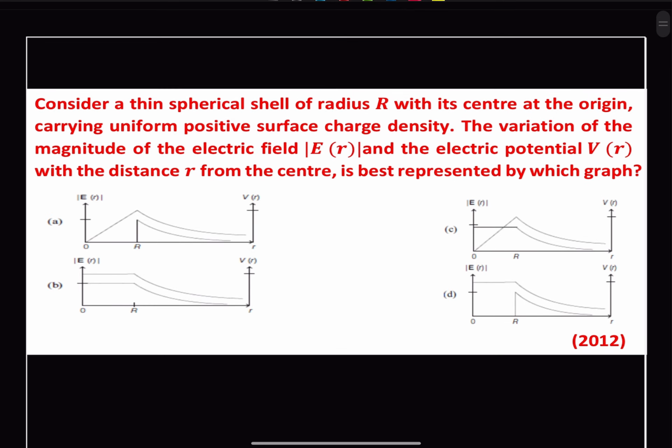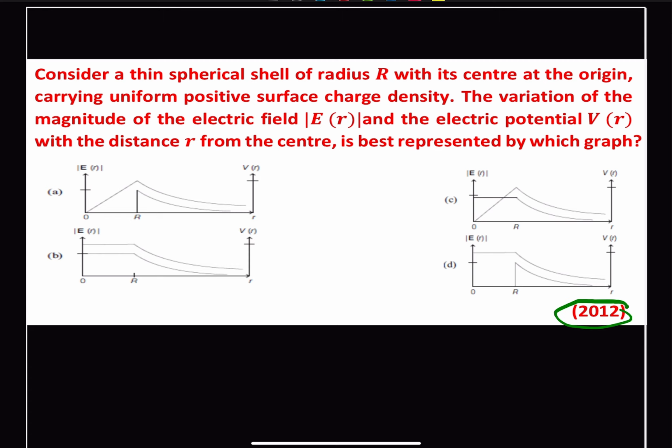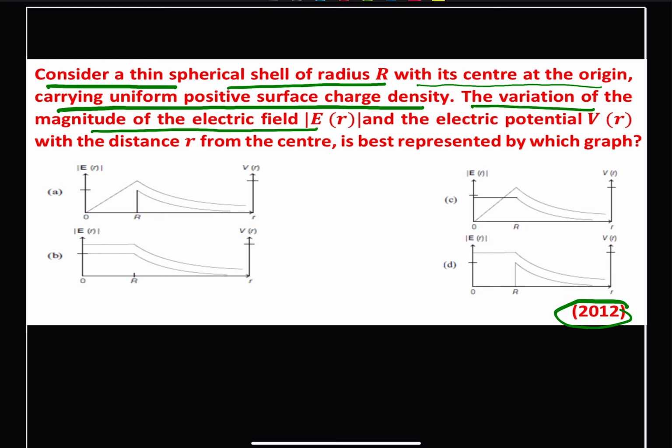So the first question, it was asked in the year 2012, and it states that consider a thin spherical shell of radius r with its center at origin carrying uniform positive surface charge density. The variation of the magnitude of electric field given as E of r and electric potential given as V of r with the distance r from the center is best represented by which graph?